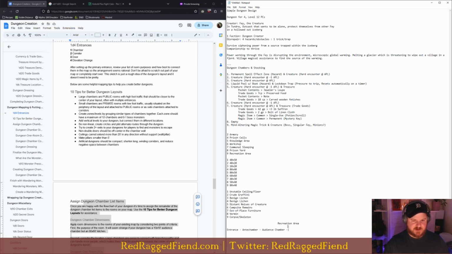We talked about the recreation area being connected to the prison yard. Do we want that close to the audience chamber or not? It's a big chamber, so it makes me think maybe it's going to be across the hall from it, which I think works. Right, so you can kind of instill where you think corridors should be.